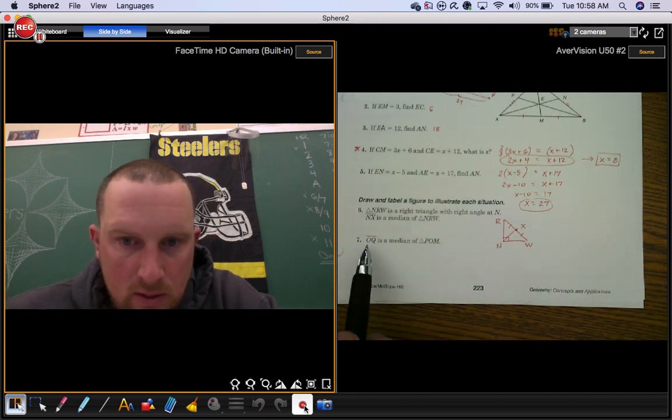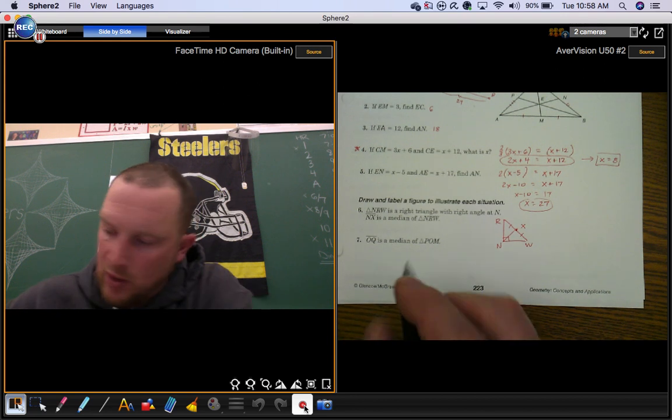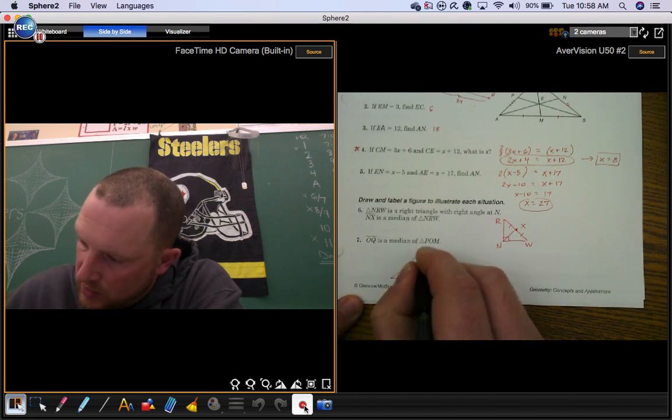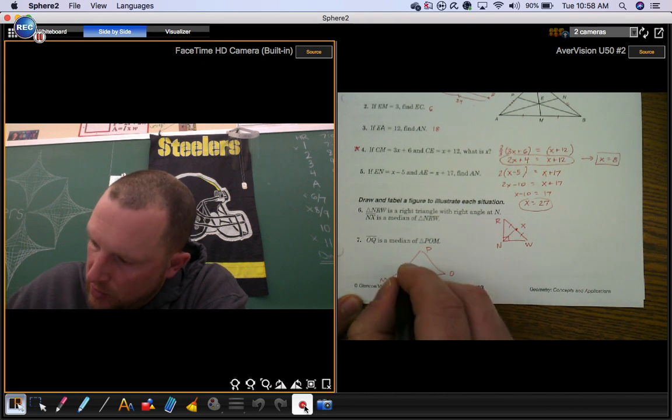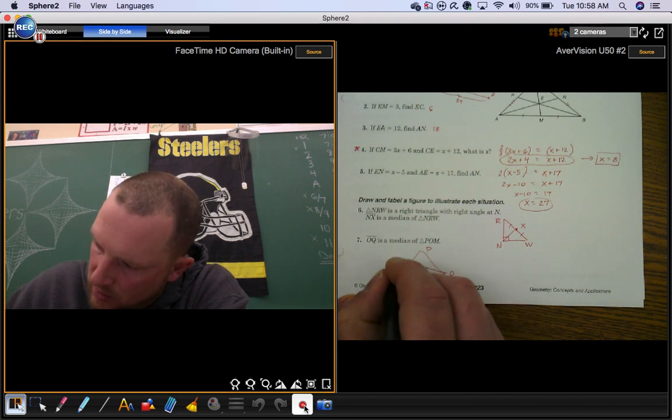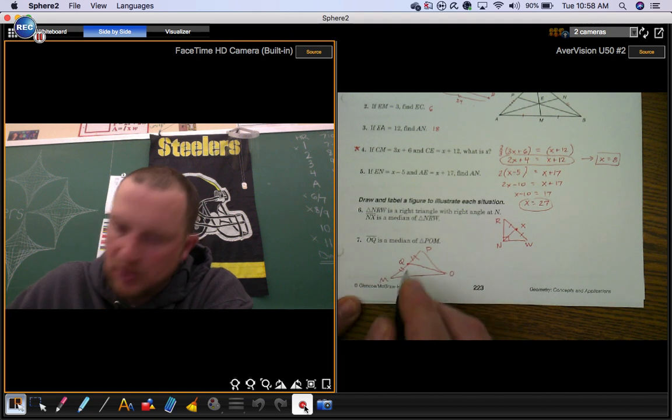Number 7, segment OQ is a median of triangle POM. So I'm just going to draw a triangle POM. Now segment OQ is a median, so make sure Q is a midpoint.